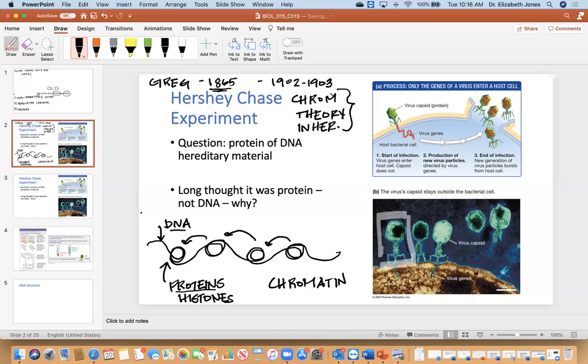But was it the DNA in the chromosomes? Or was it the proteins in the chromosomes that might be responsible for passing on hereditary information? Now, for a long time, it was thought that the proteins in the chromosomes were likely the culprit.